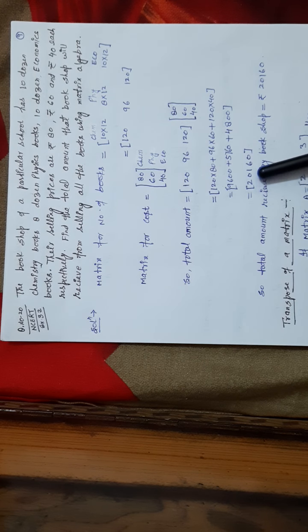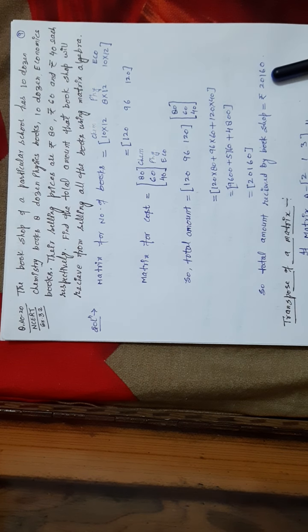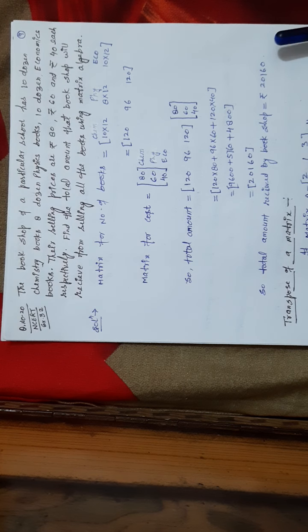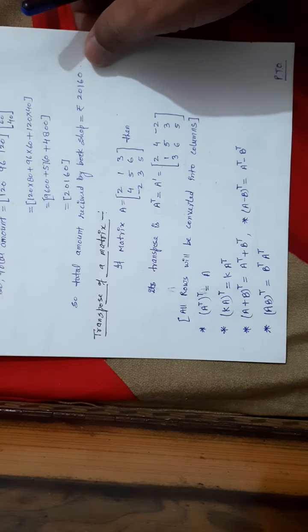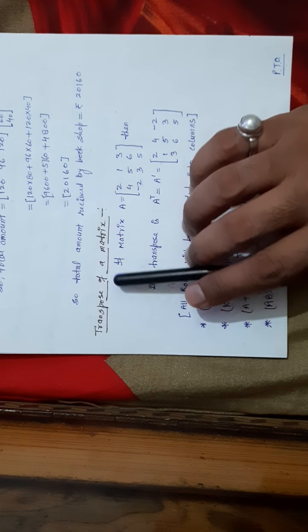Total amount is 20160. So the total amount received by the bookshop is rupees 20160. Is it clear? So our exercise has been completed. Now come to the next topic, which is much easier for you. Transpose of a matrix.